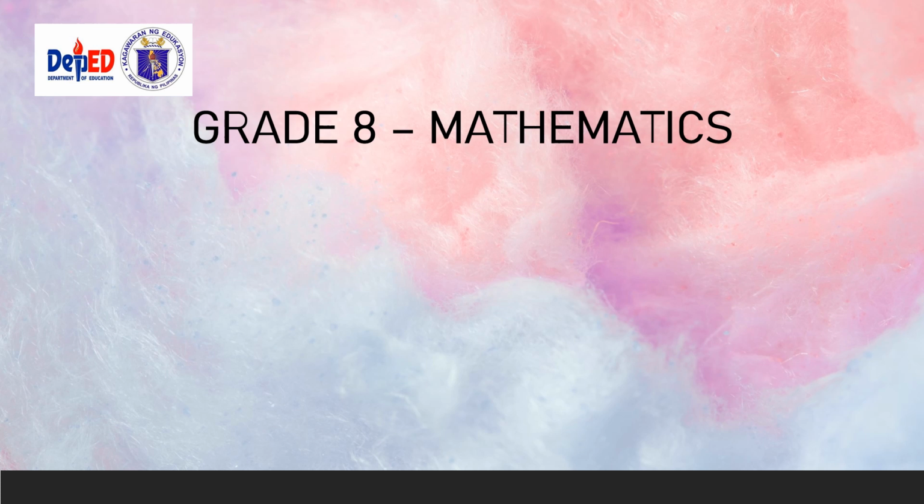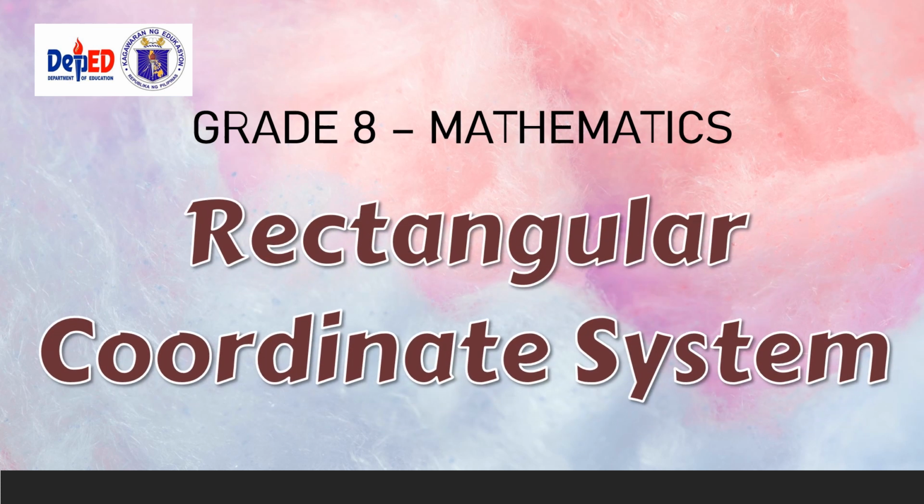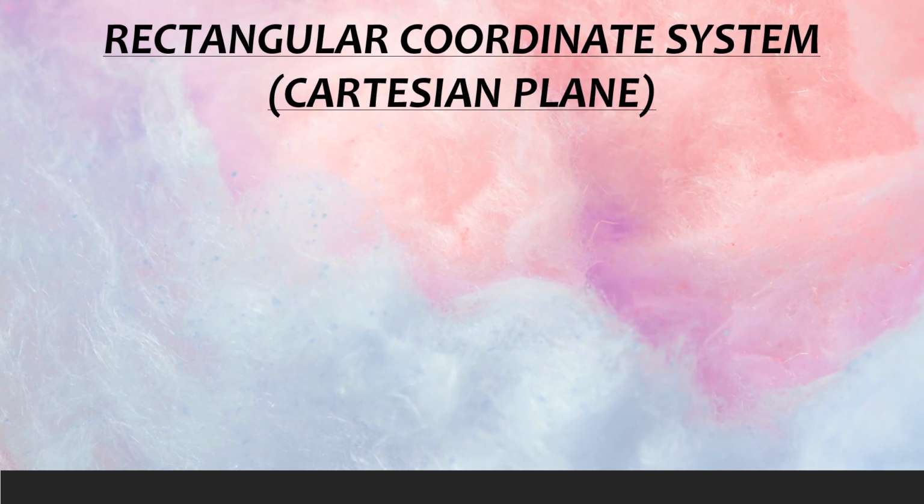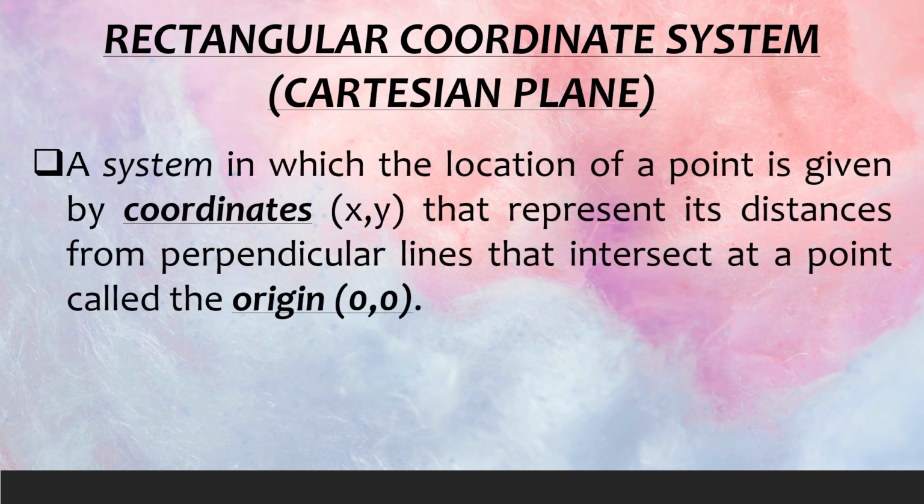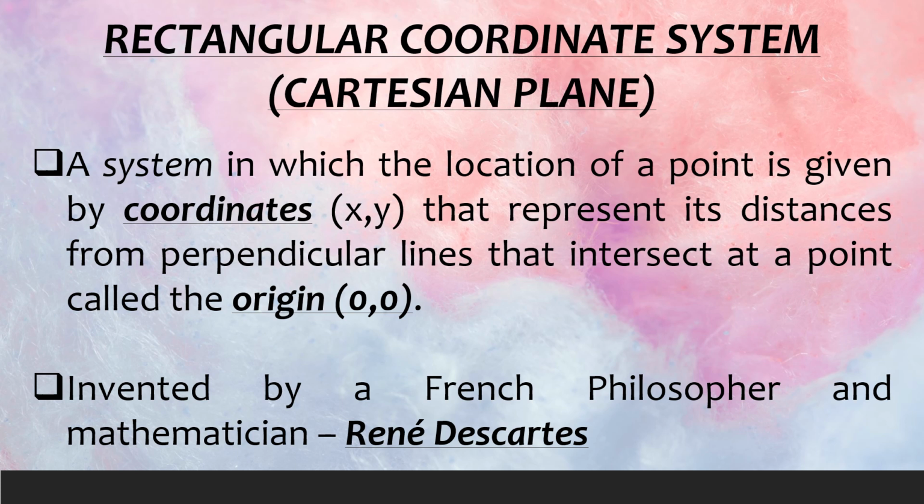For this video tutorial for grade 8, we will talk about the rectangular coordinate system. The rectangular coordinate system, or Cartesian plane, is a system in which the location of a point is given by coordinates x, y that represent its distances from perpendicular lines that intersect at a point called the origin, which is equivalent to the ordered pair 0, 0. It was invented by a French philosopher and mathematician, René Descartes.